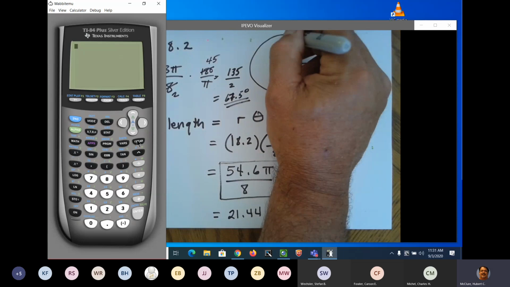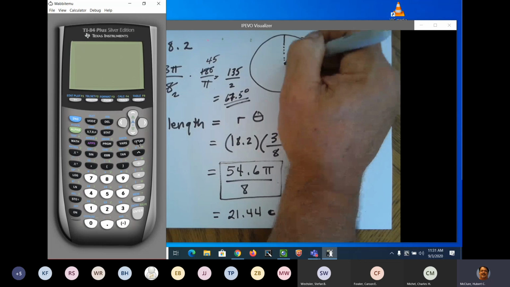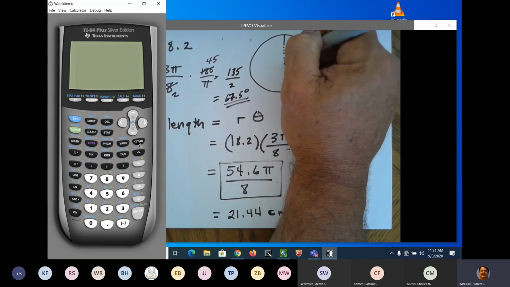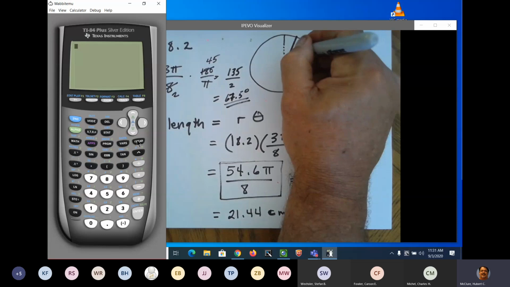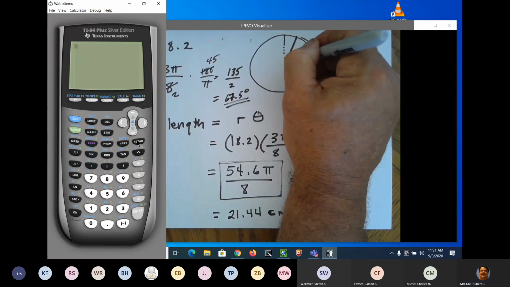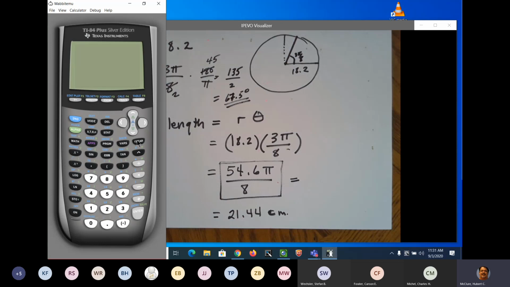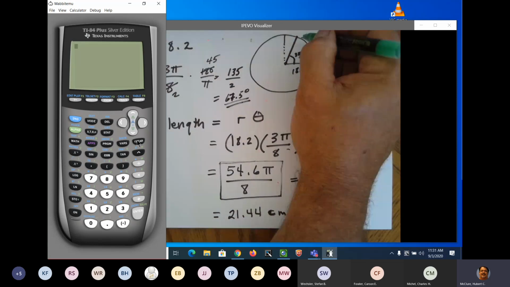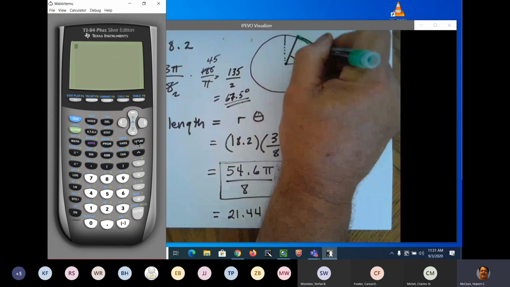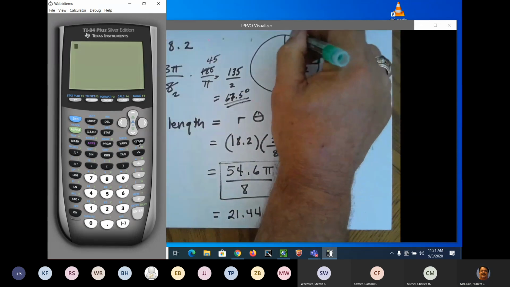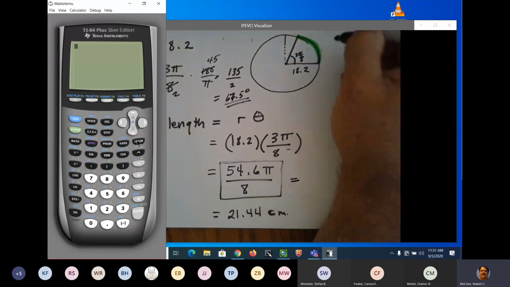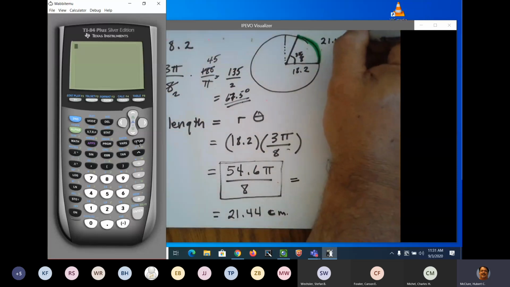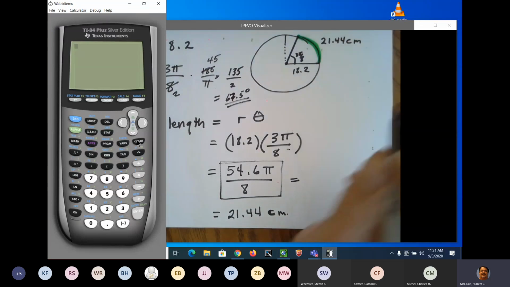67 degrees would be, well, that's 45 degrees. 67 degrees would be about right there. So that's your 3 pi over 8. So what we just found, and this is important for you to see, we just found this length. And that's equal to 21.44 centimeters.